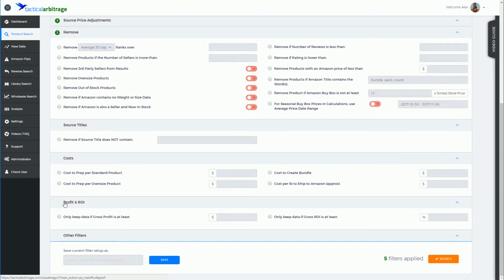So let's have a look at this. It's profit and return on investment, and the two filters are: only keep the data if the gross profit is at least a certain amount of dollars, and only keep the data if gross return on investment is at least a certain percentage. Now, I can totally understand why you would use this if you don't want to see anything which is just going to make you a buck or $1.50.